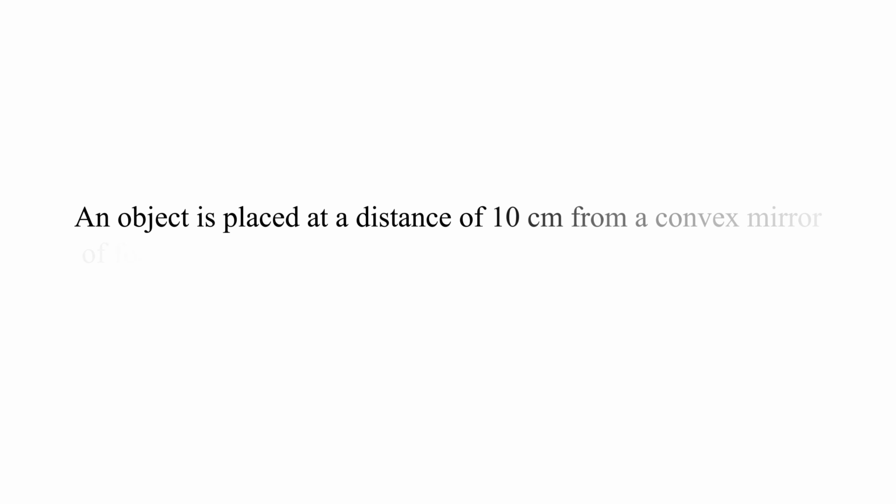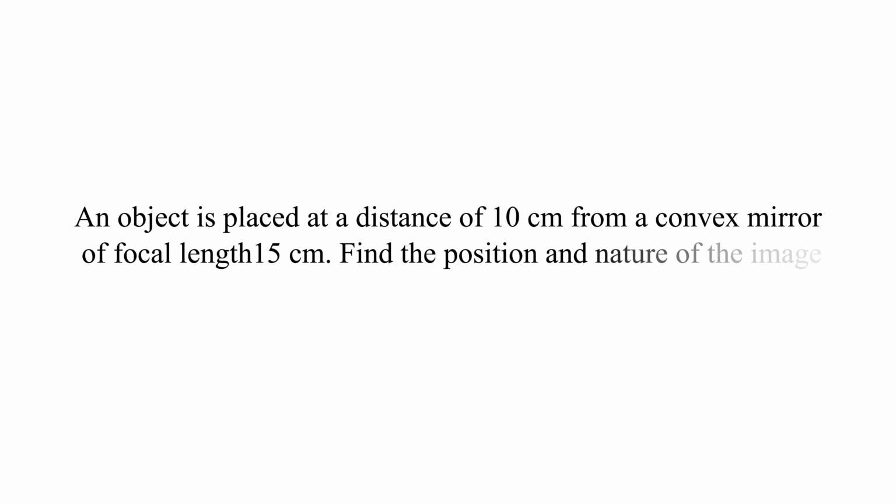The problem states that an object is placed at a distance of 10 cm from a convex mirror of focal length 15 cm. Find the position and the nature of the image formed.